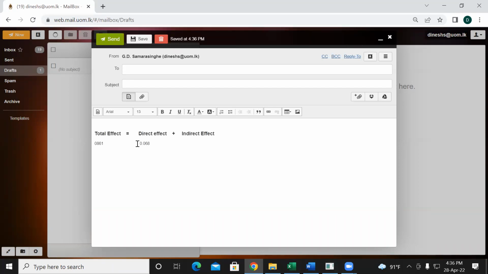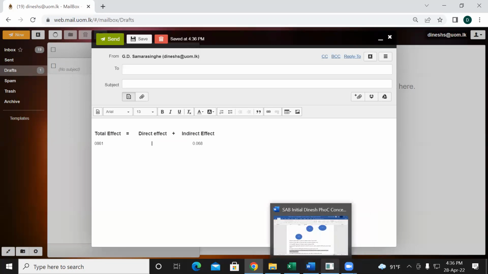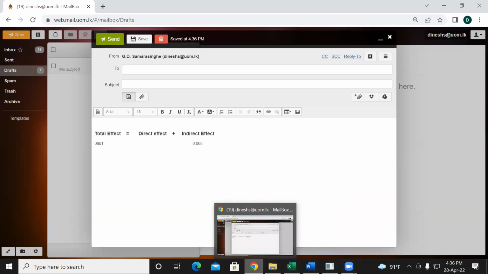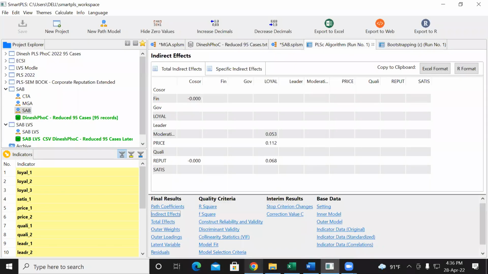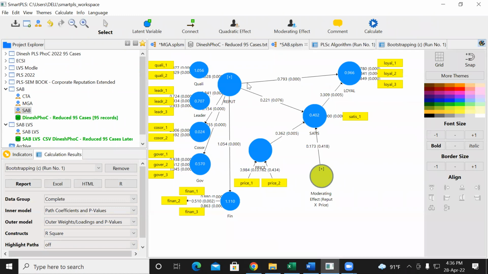Sorry, direct effect, no? Direct or indirect? Indirect, no? Tell me if I'm wrong. Indirect effect, no? Yes. Now we don't know the direct effect, but the direct effect you can see here. What's a direct effect? That is on the graph. This is a direct effect. This is a direct effect. This is the indirect path. This is a direct effect.